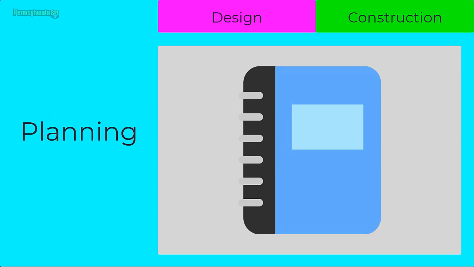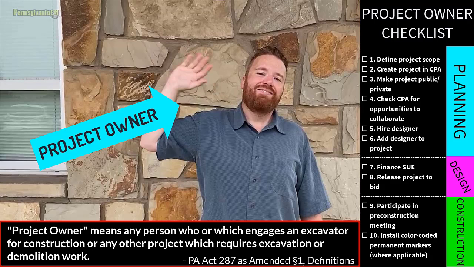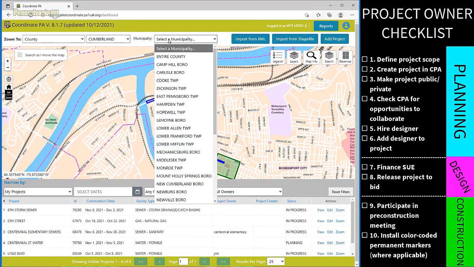Our first stakeholder is the project owner. Hello, project owner. Hello again. A project owner is any person who or which engages in excavation or construction or any other project which requires excavation or demolition work. The first thing I need to do is define the project scope.